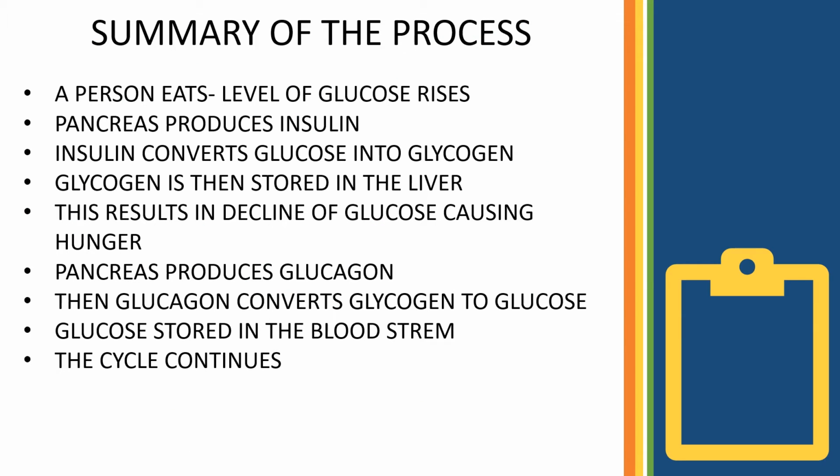So a person eats, the level of glucose rises, the pancreas produces insulin, the insulin converts glucose into glycogen, the glycogen is then stored in the liver. This results in decline of glucose, causing hunger. The pancreas produces glucagon, then glucagon converts glycogen to glucose. Glucose is then stored in the bloodstream, and the cycle continues again. It's a very simple process.